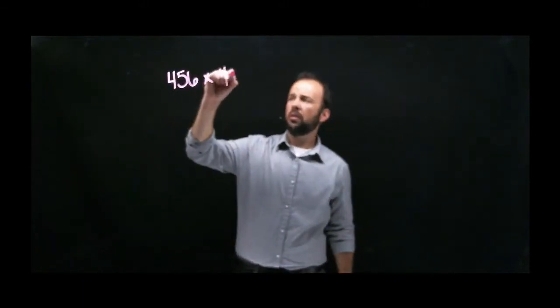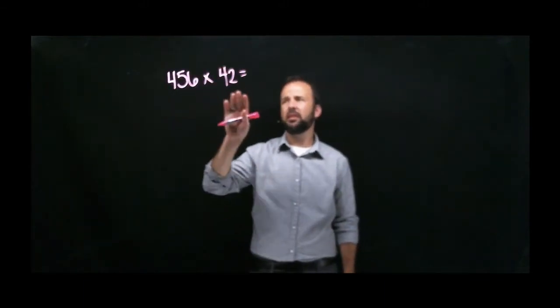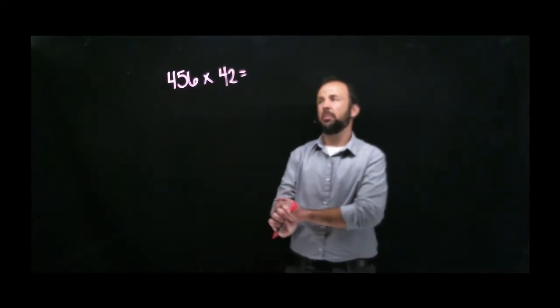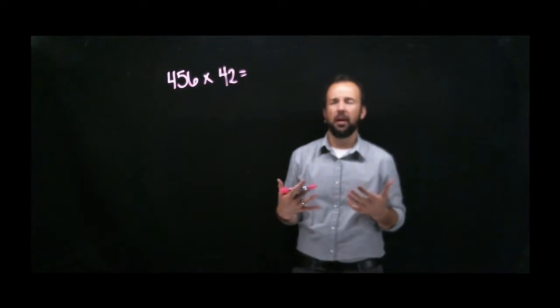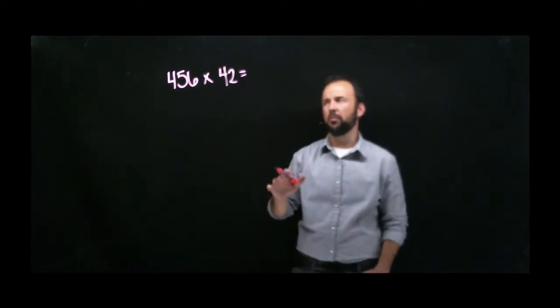All right, so let's jump in this time and tackle some bigger numbers, okay? So let's say I had 456 times 42. Right off the bat, that's big. I don't know about you guys, I can't do that in my head. I'll admit it, I'm a pretty excellent mathematician, but even that one's a little big for me.